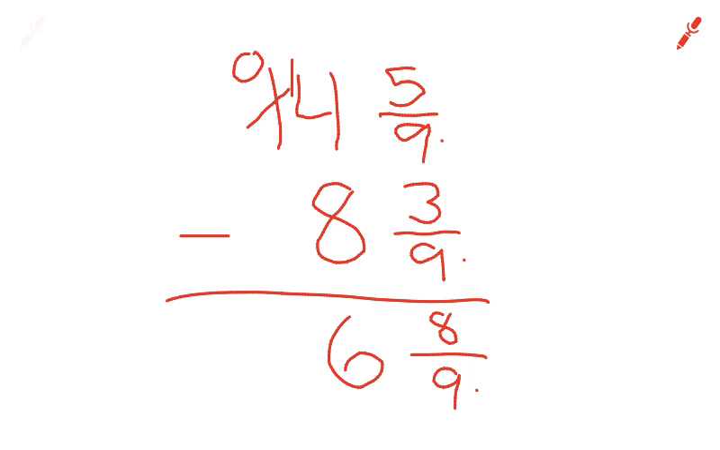I see a problem that I did. You may have seen it already. I did 5 plus 3, but remember we're subtracting here. So I need to make this, instead of an 8, that needs to be 5 minus 3, and that would be a 2. 6 and 2/9.